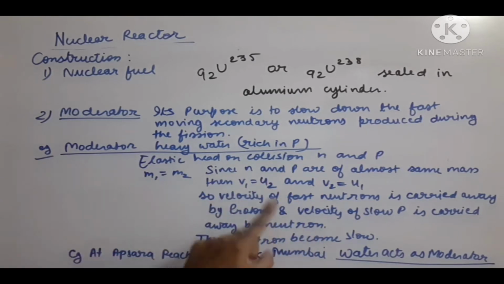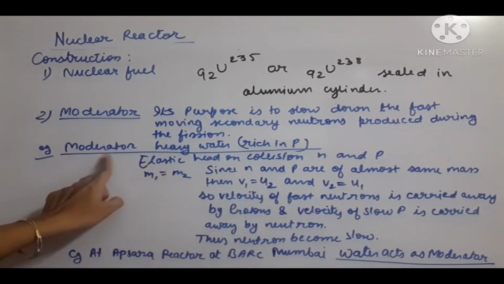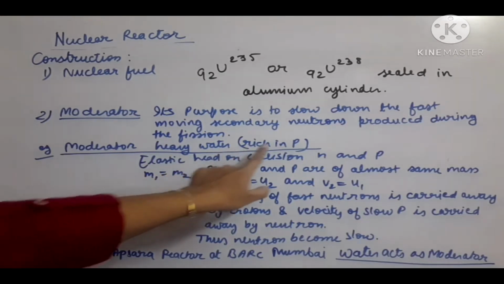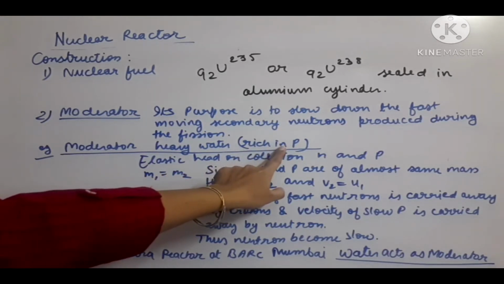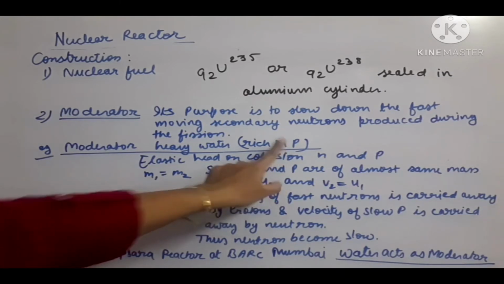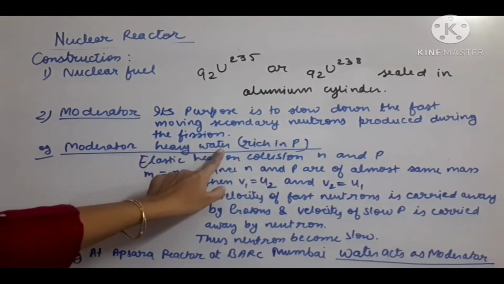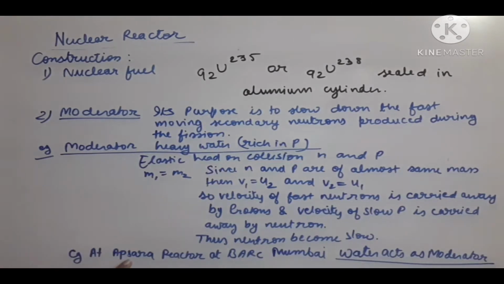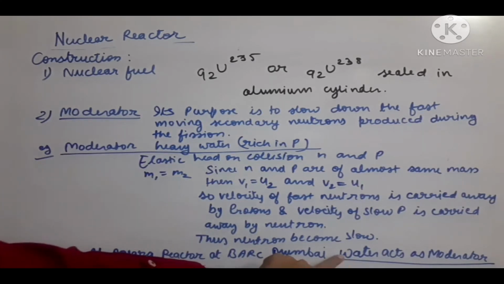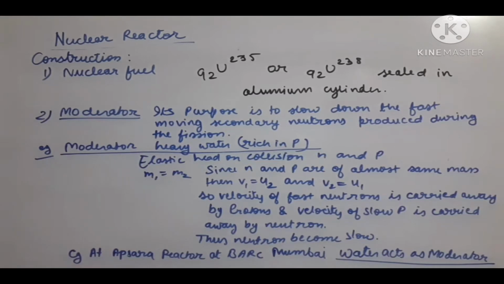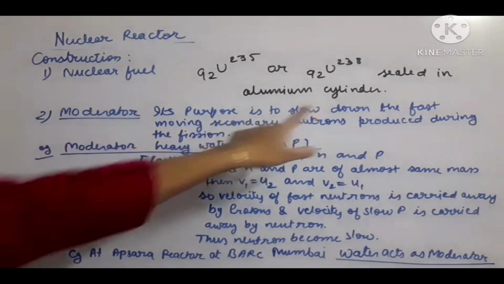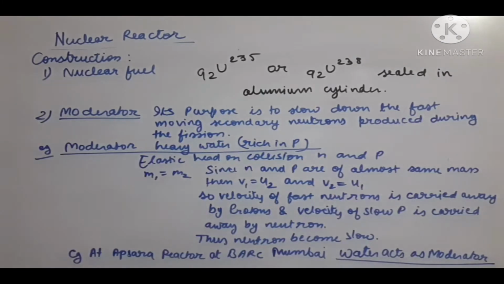So for the example of the moderator, one we have written is heavy water. Basically protons should be present in that moderator material. So as a moderator we use heavy water, and one more example we can write here: at Apsara reactor, which is situated at Bhabha Atomic Research Centre, BARC, Mumbai, water only is used as the moderator. So this is the detail and functioning about the moderator's purpose. This way the moderator does its work. Its purpose was to slow down the fast moving secondary neutrons.